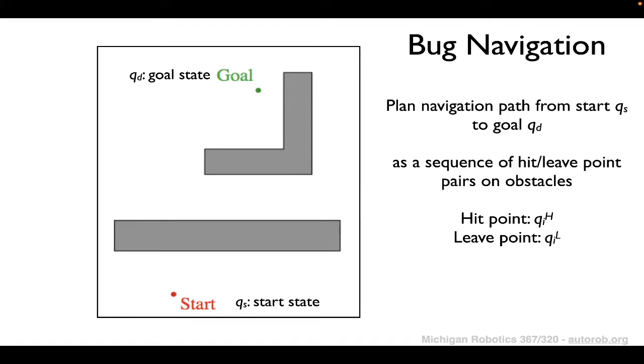And so the hit points will be denoted by Q sub I superscript H to denote hit, and then the leave points, which would be the locations on the obstacles where the robot is no longer colliding or has left the collision with the obstacle, are denoted by Q sub I superscript L. So the I's denote one of the numbers of hit points or leave points that are used by the algorithm.